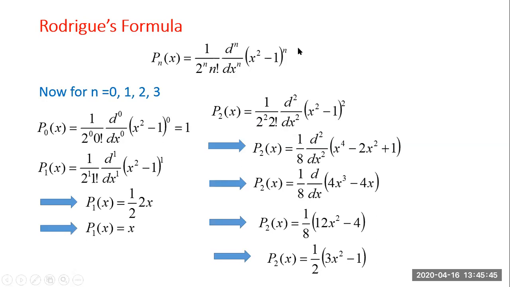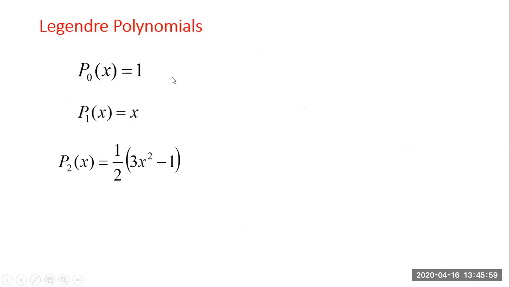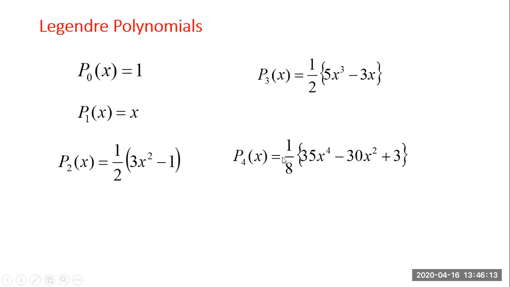So in this Rodrigues formula, substitute n is equal to 0, 1, 2, 3, and so on. So you get the different Legendre polynomials. P0 of x is equal to 1, P1 of x is x, P2 of x we get out as 1 by 2 (3x square minus 1), P3 of x is given by 1 by 2 (5x cube minus 3x), P4 of x is 1 by 8 times (35x power 4 minus 30x power 2 plus 3). So all of you can try getting this P3 of x and P4 of x using the Rodrigues formula.